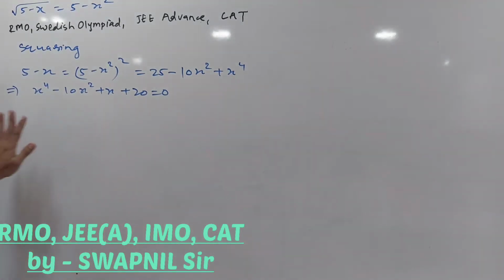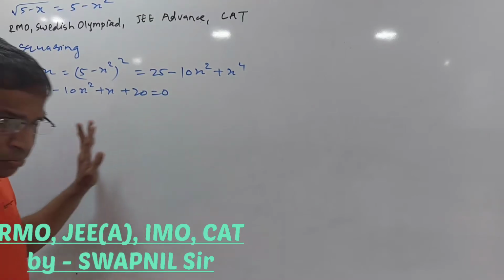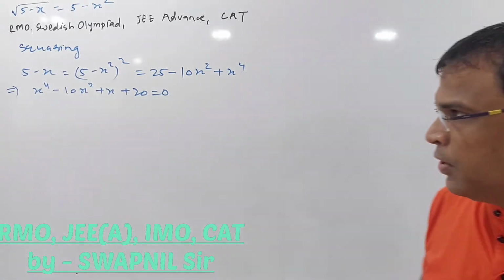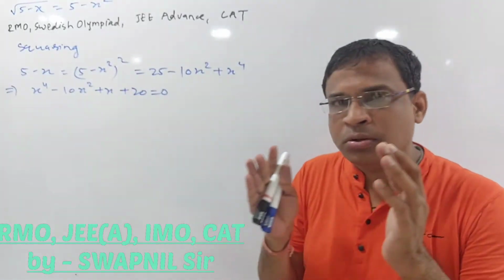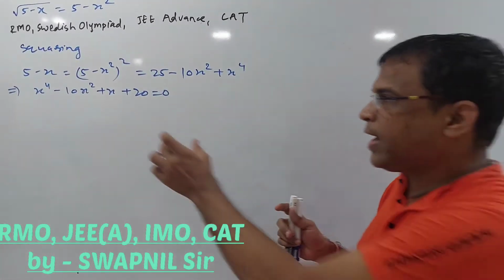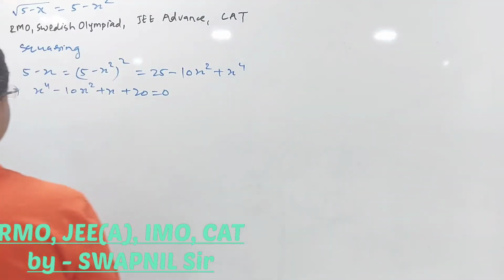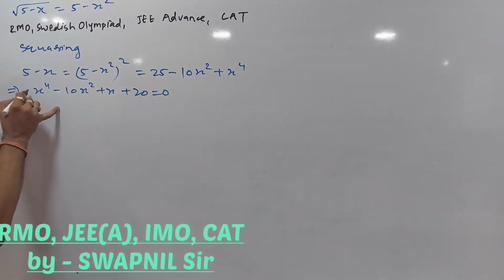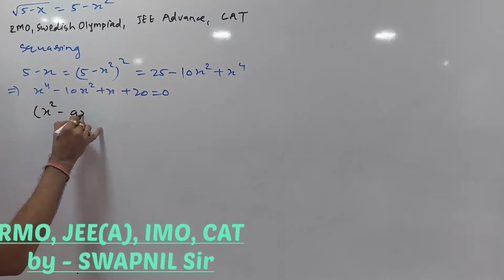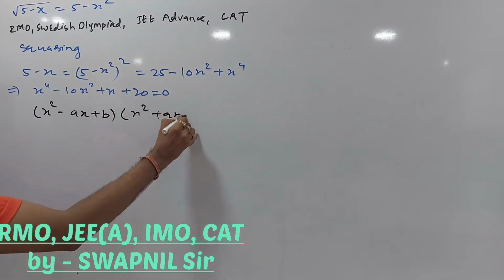Once again, on the demand of your students who asked how to do this, I am taking it again. It is a quadratic or biquadratic equation. So we can convert it into a two-factor form, two quadratic forms, like an x square term and another x square term. At that time I told you that there is a coefficient of x power 4 as 1. So I can consider it to be x square minus ax plus b and x square plus ax plus c.